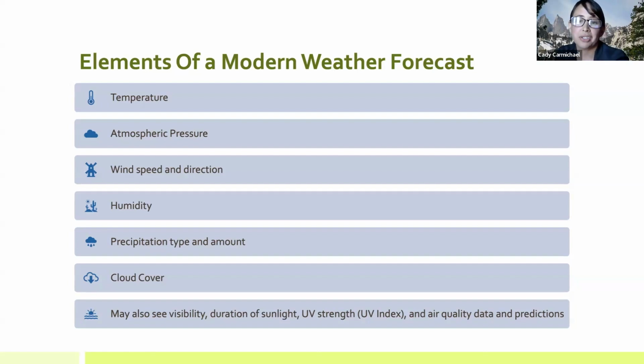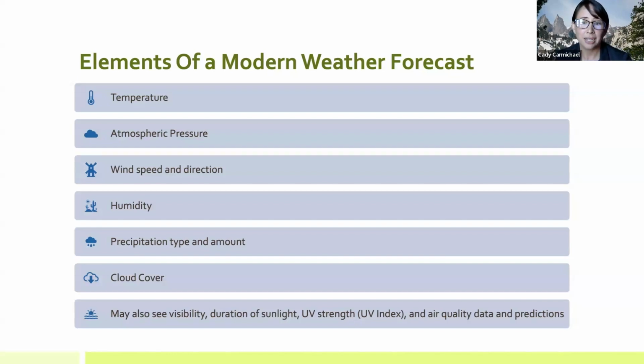And then at the bottom, I did want to mention, nowadays, because we have access to all of this data, you may also see information in your weather forecast on visibility, and that's usually expressed in miles, and that tells you how far away you can clearly see objects, things like buildings or hills. It's basically a measure of the transparency of the air. And it doesn't take into account things like sunlight or the presence of obstructions. Visibility at or above 6 miles is considered clear. The other thing that may be included in a weather forecast is the duration of sunlight, when the sun rises, when it sets, and also UV strength, which is known as the UV index.